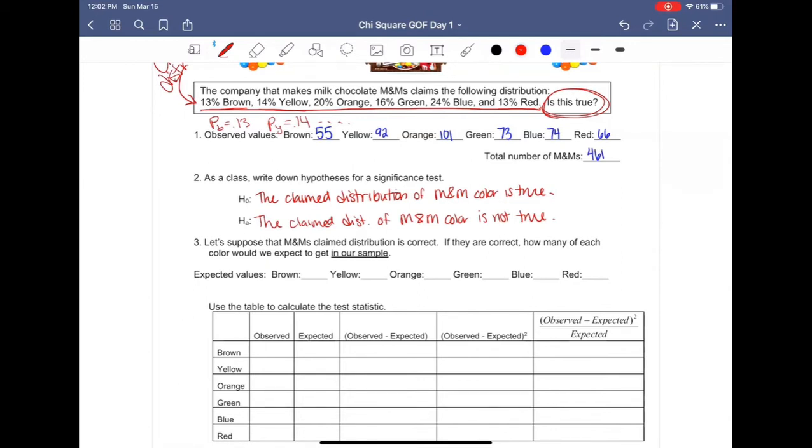So pause the video and take a few minutes to try to calculate the expected values for our sample. So remember, we had a total of 461 M&Ms in our sample. So how many of them should be brown? How many of them should be yellow? Based on the distribution or the proportions that the company gave us. When you're done, go ahead and play the rest of the video.